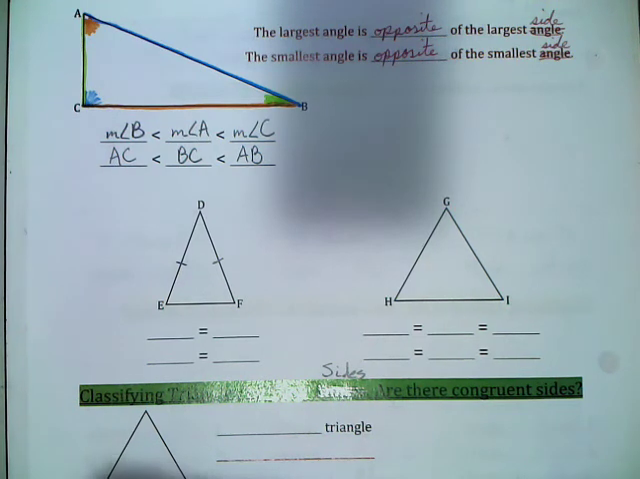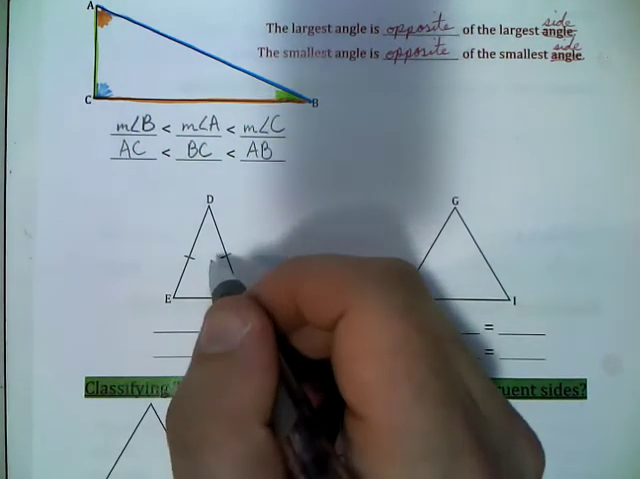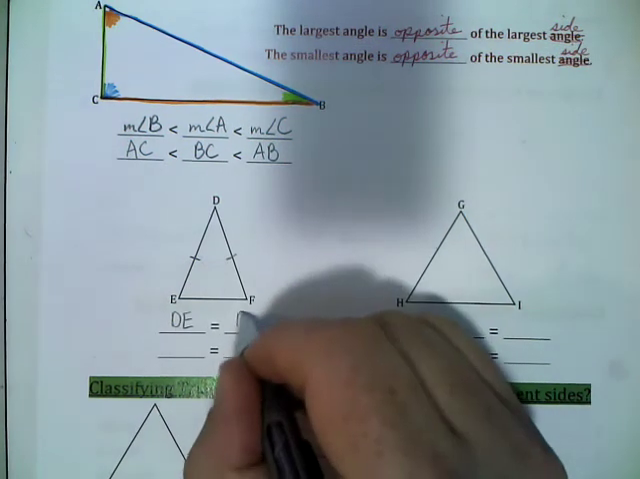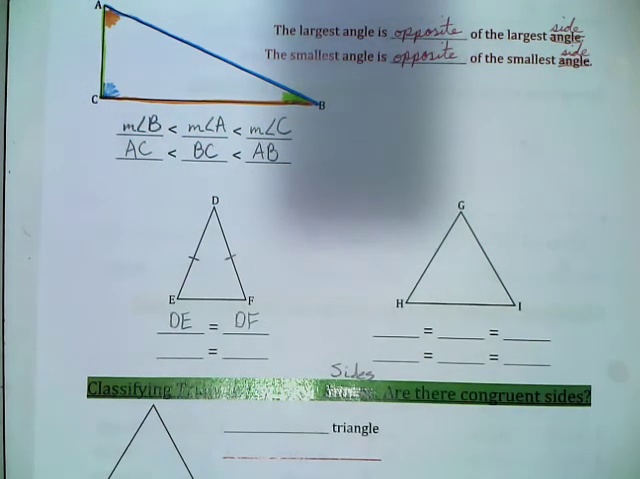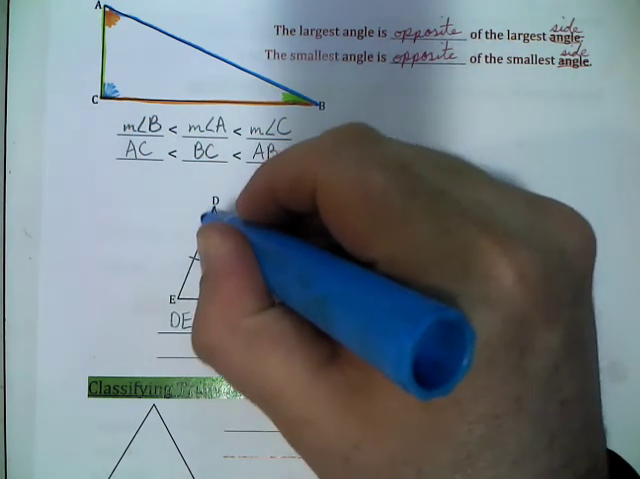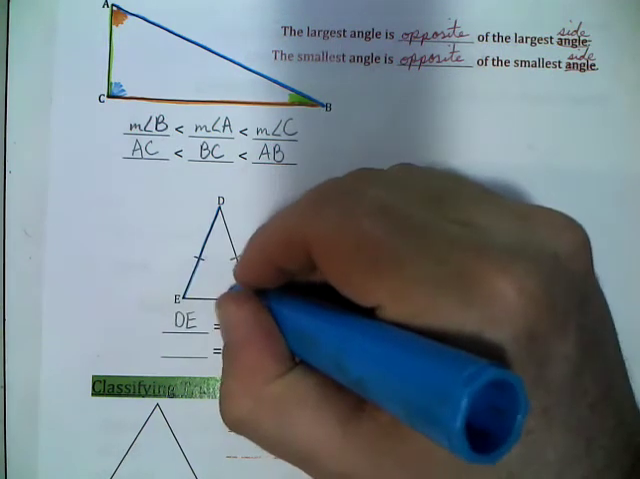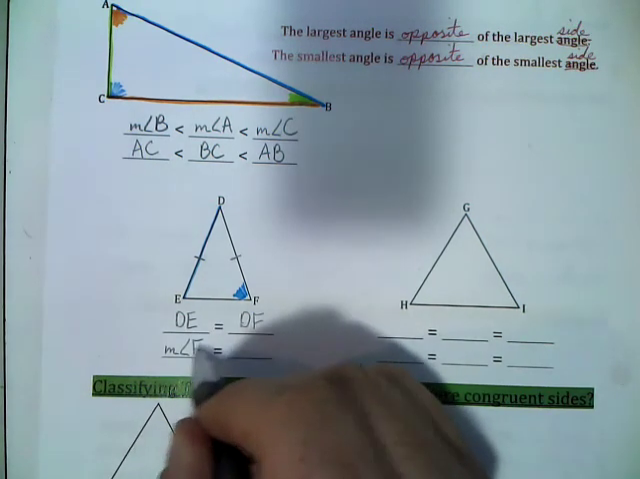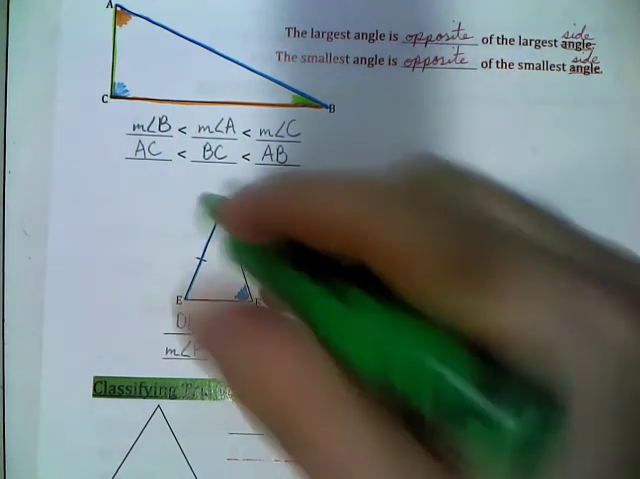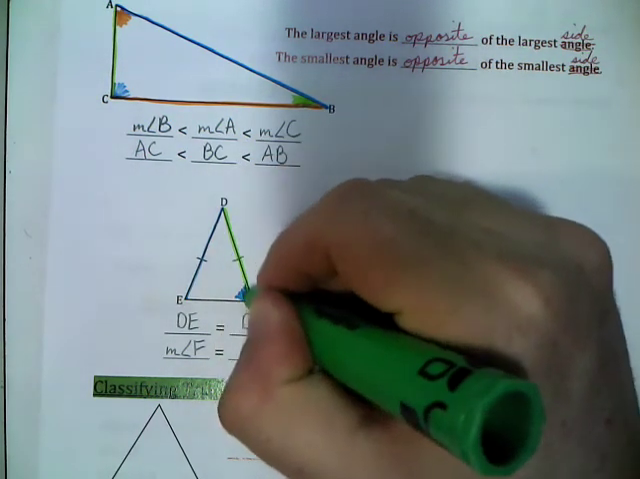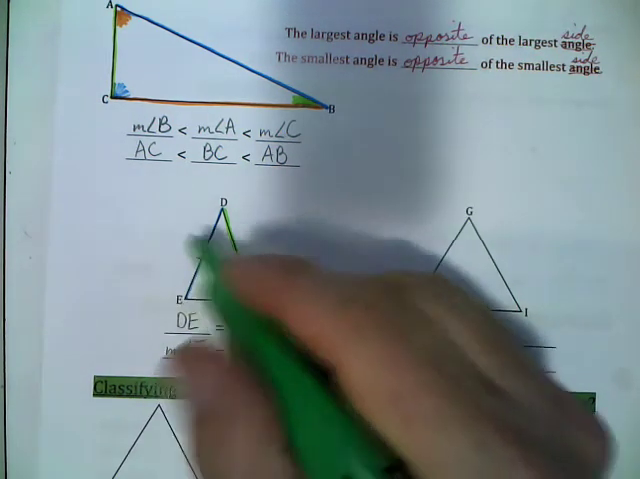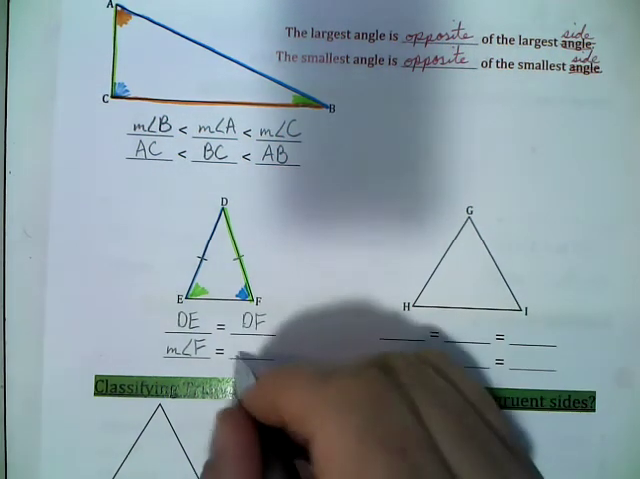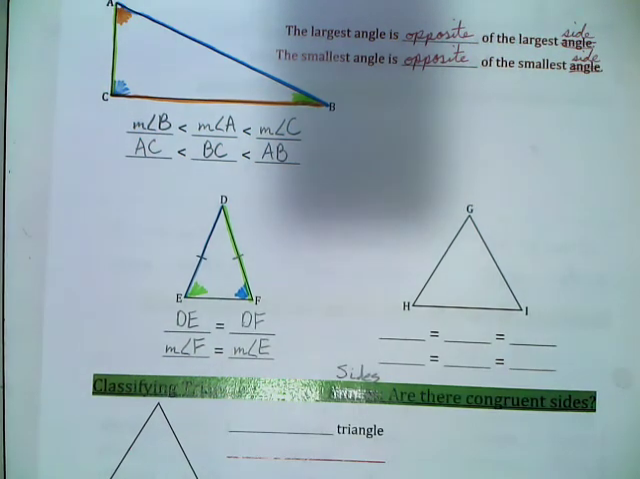And so if I know that the two sides are the same length, so DE is the same length as DF, well then DE, which is right here, is opposite of angle F. So the measure of angle F must be equal to, well, if this side, DF, is equal to DE, well, opposite of this is angle E. So therefore, the measure of angle E must equal the measure of angle F.